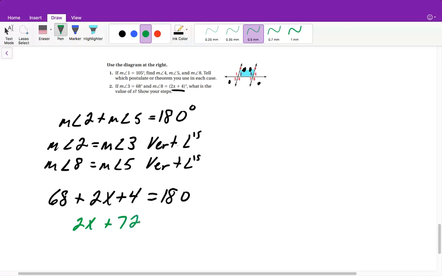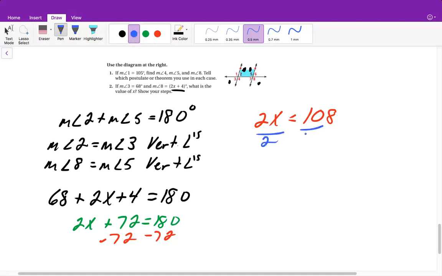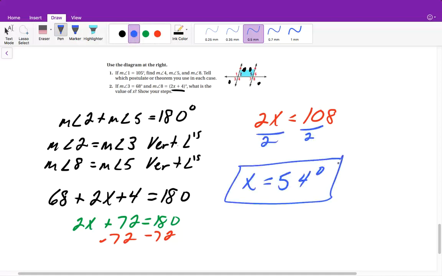2x plus 72 is equal to 180. We can subtract 72. So then 2x is equal to 108, and then we would divide each side by 2. So x is then equal to 54 degrees. All right, it doesn't ask you to solve for the measure of angle 8. It simply says what is the value of x. All right, make sure you show your steps to get full credit on your test. All right, that is it for this video.